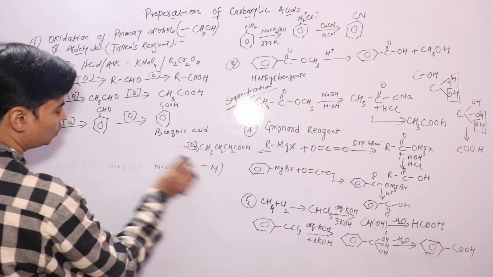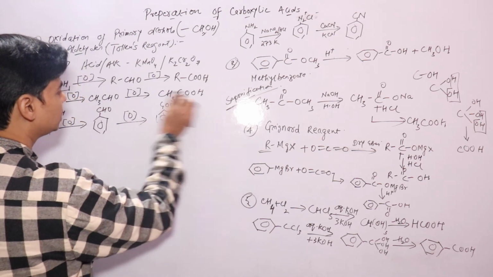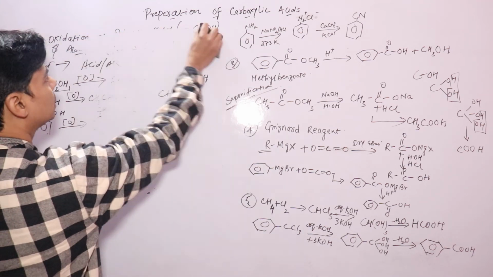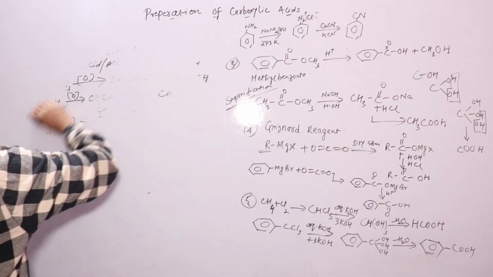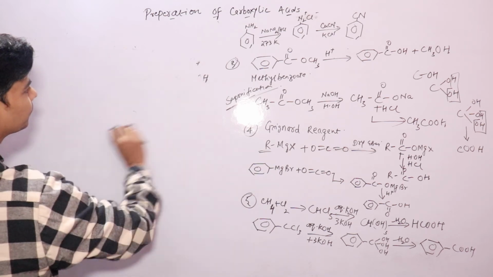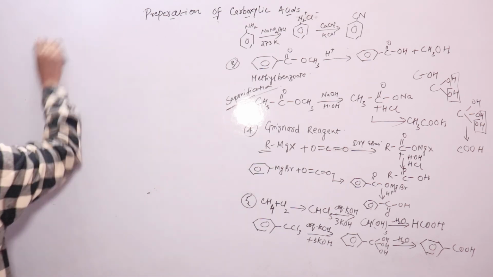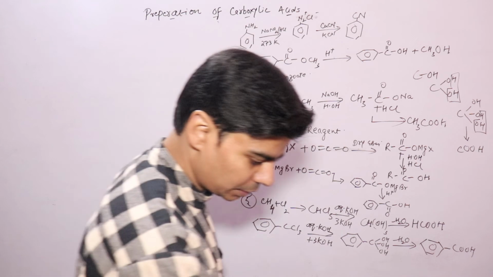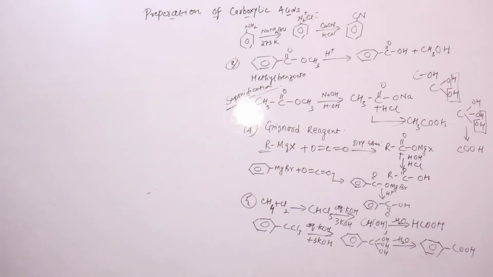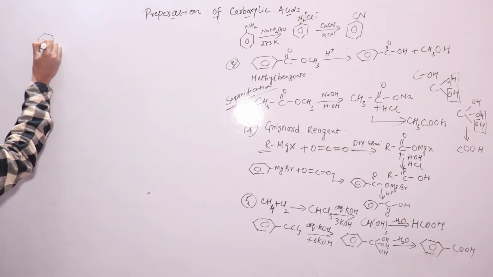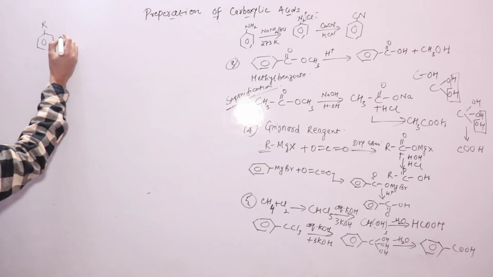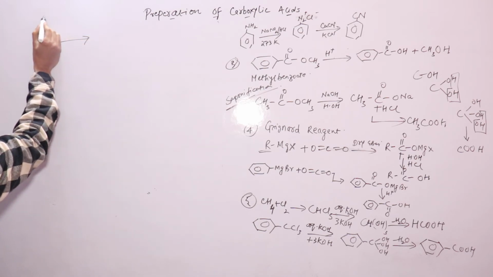Now we'll look into the other method for the preparation of carboxylic acid. The other method is preparation from alkyl benzenes. When you have alkyl groups connected to benzene, like this, these kinds of compounds, it will undergo hydrolysis.